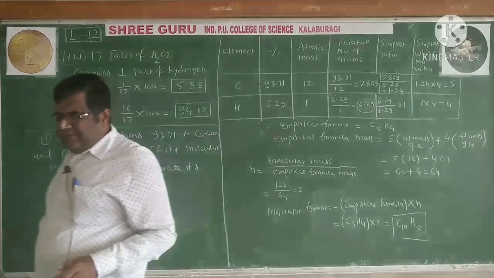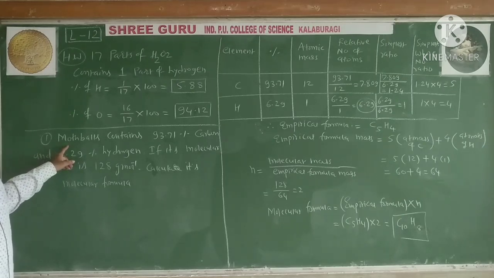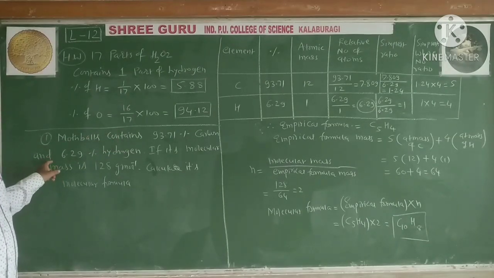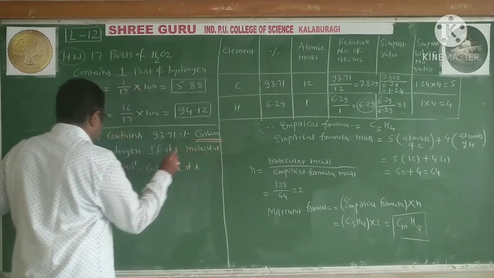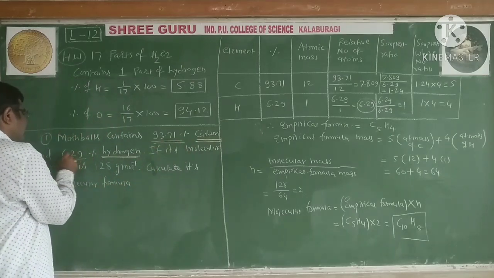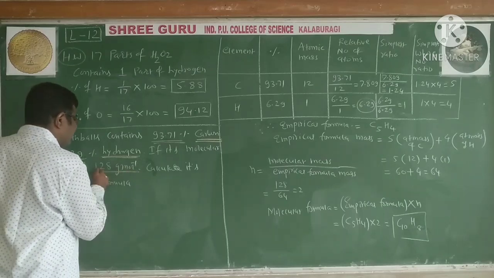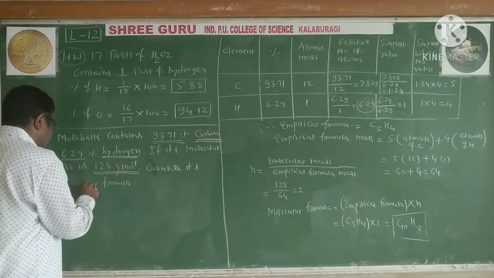So the question is: the molecule is an insect repellent organic compound. It contains 93.71% carbon and 6.29% hydrogen. So here they have given the elements carbon and hydrogen, and their percentages 93.71 and 6.29. Molecular mass is also given, 128 gram per mole. To calculate its molecular formula.